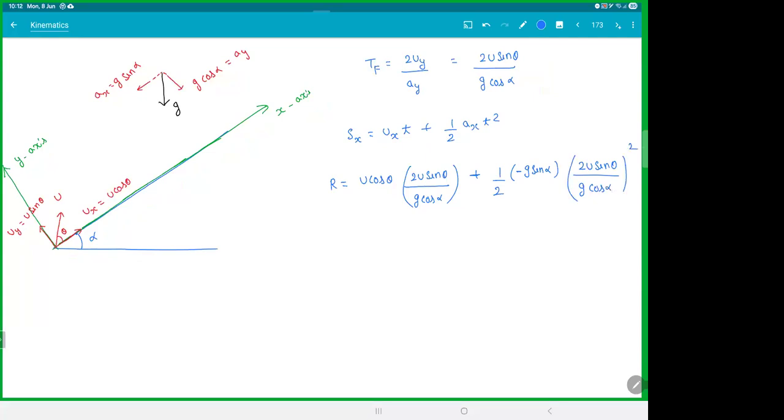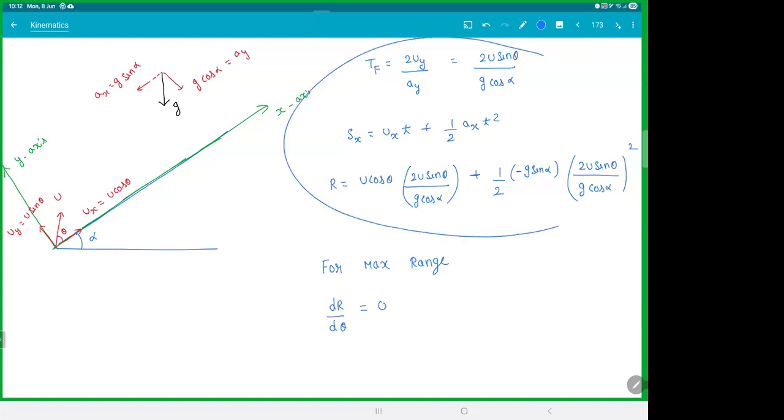Is the idea clear, everyone? Now there is something more here. If you want to find the maximum range, now unlike the horizontal motion there, this would not be that straightforward. We have to do maxima and minima, dR by d theta is equal to 0. We'll not do that. I'll give you the final result for that. You can differentiate and check it out.